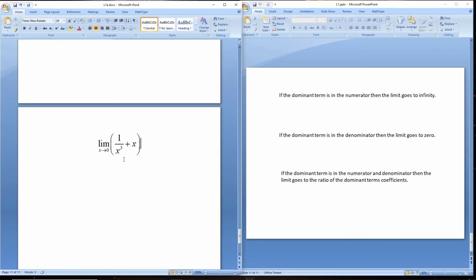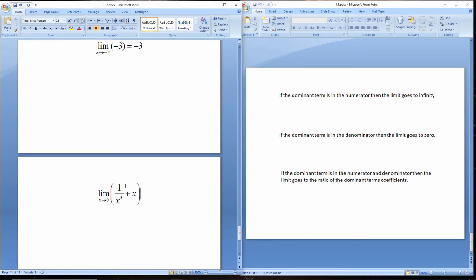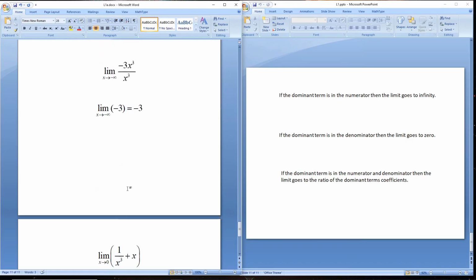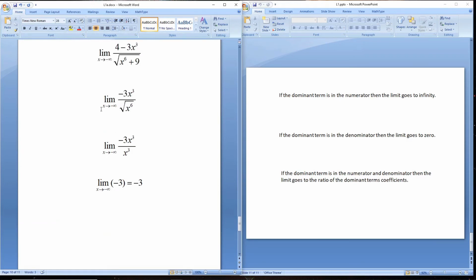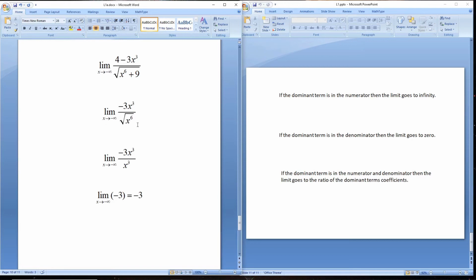And so dominant term, what we really mean in general, is that this is the term that is controlling the behavior. So there are other ways to have dominant terms. For us, though, we're specifically talking about x going to infinity, and that does mean the dominant term will always be the one with the highest power.